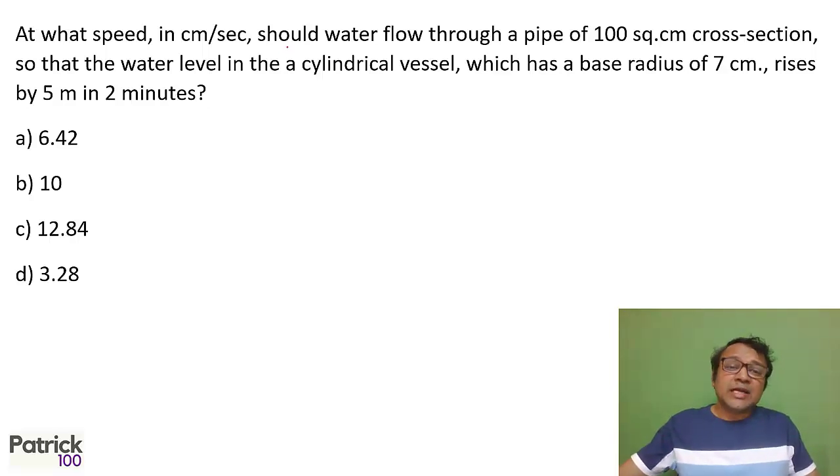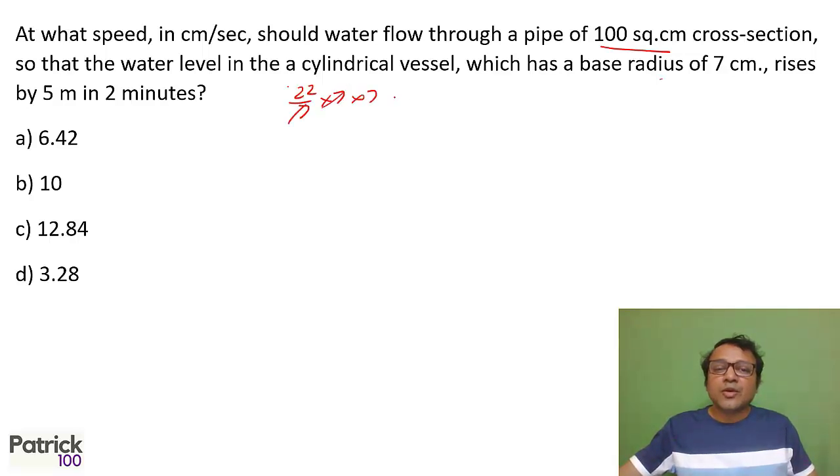At what speed in centimeters per second should water flow through a pipe? The cross section of the pipe is 100 square centimeters, and the base radius is 7 centimeters. So the area of the base is 22/7 into 7 into 7, which is 154 square centimeters. To go from 100 to 154, I need a factor of 1.5. So technically I require 1.5 seconds to fill up 1 centimeter.